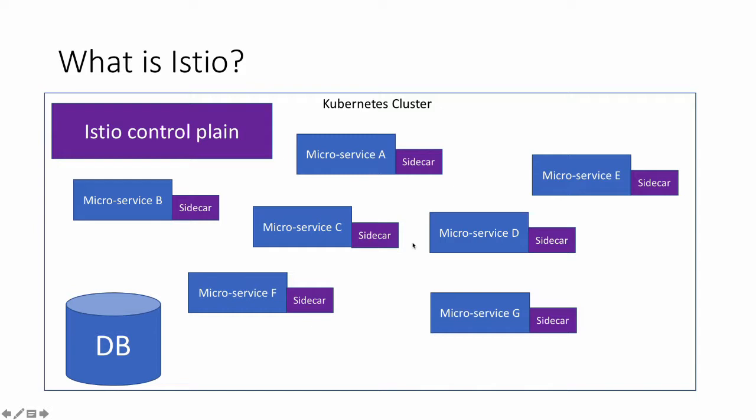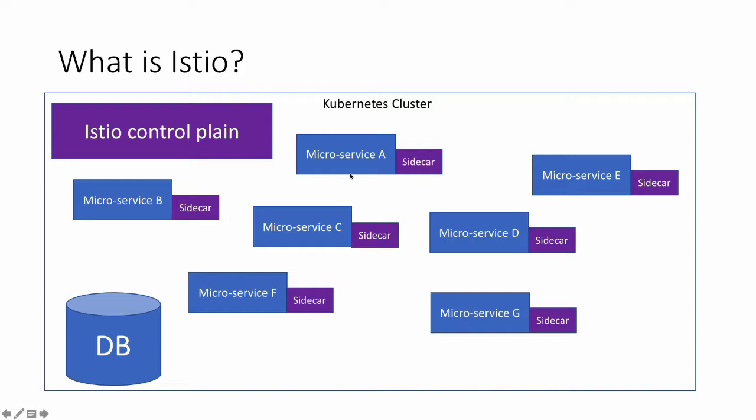Istio will deploy a sidecar, which is an Envoy proxy. Istio has two layers: a control plane and a data plane. The control plane will have all the Istio elements, and the data plane will be the proxies and sidecars to transfer data between microservices.